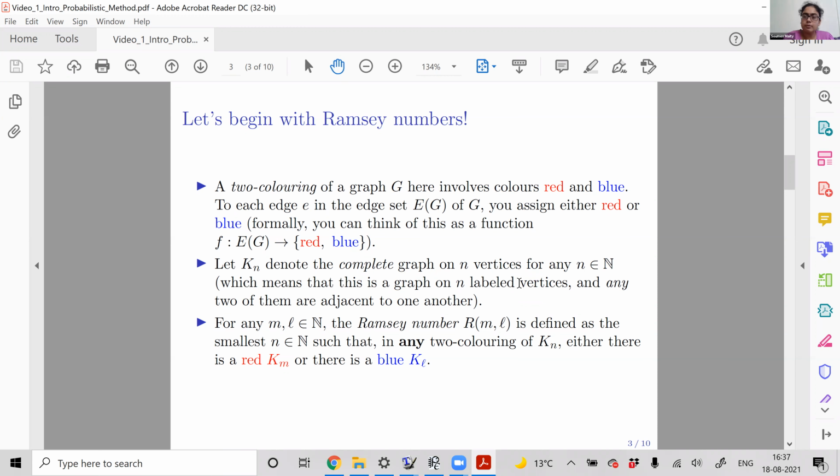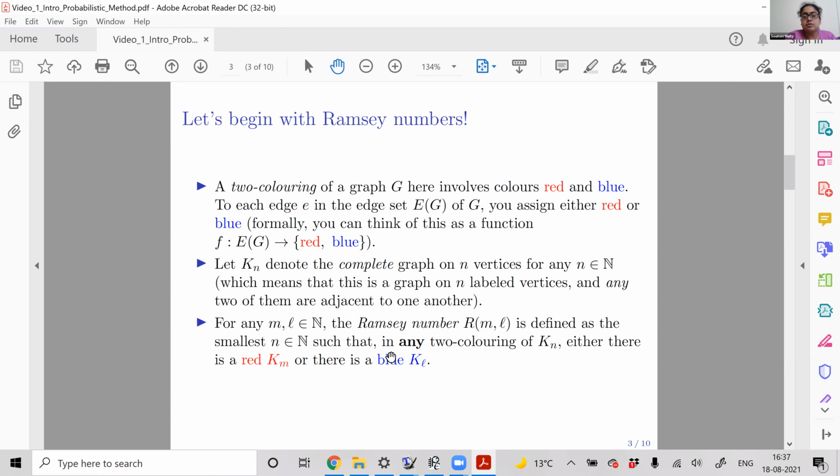And when I talk about graphs here, I actually mean simple graphs and not multigraphs, so there are no self loops or parallel edges. That's something I want to state at the very outset. What is the Ramsey number? Given m and l, which are positive integers, what is the Ramsey number R(m, l)?